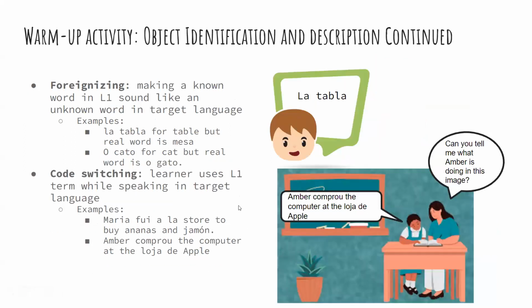They can also do foreignizing the word, basically making the word in L1 sound like the unknown word in the target language. So it could be la tabla for table, when the real word is mesa, or o gato for cat, but the real word is o gato. And of course, code switching. The learner uses the L1 term while speaking in the target language. So if they show Amber at the Apple store, the student might say, Amber compró the computer at the loja de Apple.